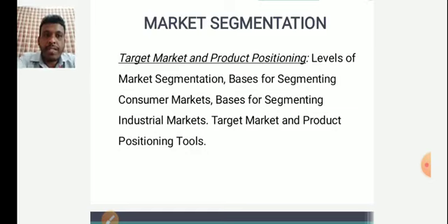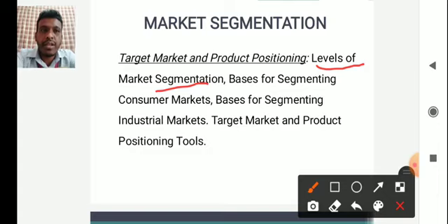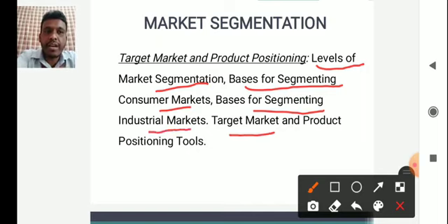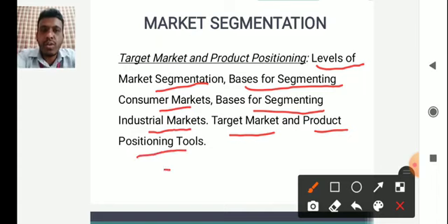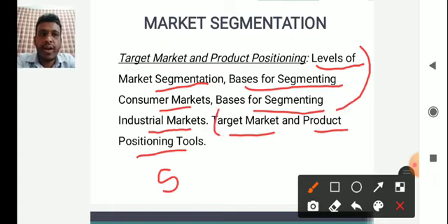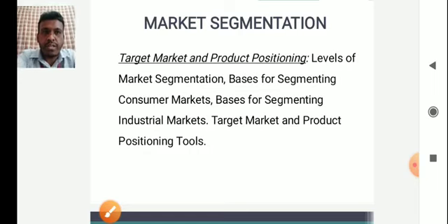Now, your syllabus consists of levels of market segmentation, basis of segmentation of consumer markets, basis of segmentation of industrial market, then targeting, and then product positioning. Initially we start with segmentation, then from here you have targeting, and from here you have positioning. So STP is what we are going to study and try to understand in this module. Let us begin today's module.